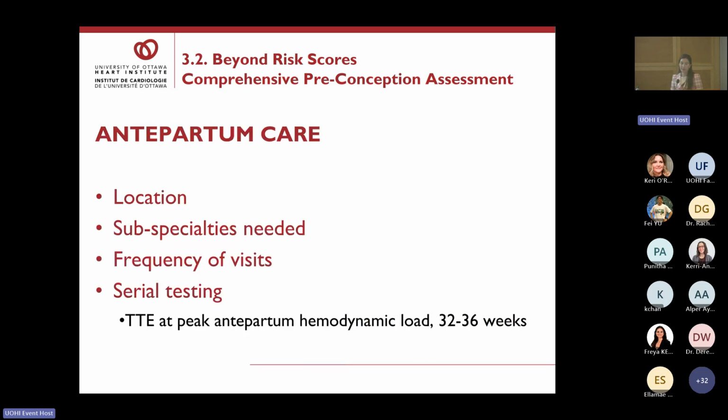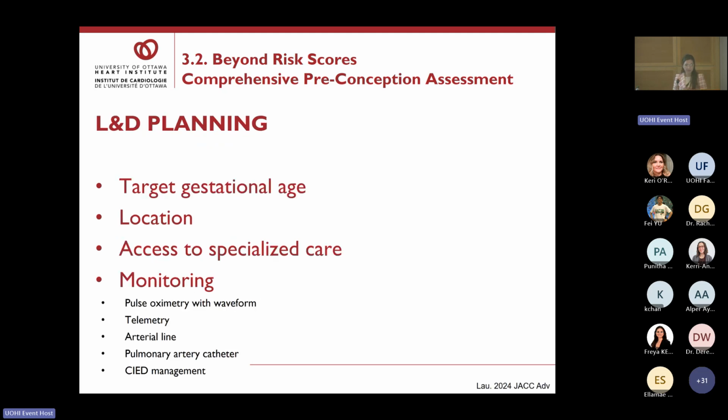Antepartum care. So where is this patient going to be followed? Do they need tertiary or quaternary care type of follow-up? How often are we going to see them? And are we going to be repeating serial imaging during pregnancy? We often like getting a late second trimester TTE because this is really the peak of the hemodynamic load of pregnancy and gives us a sense of how things may go during delivery.